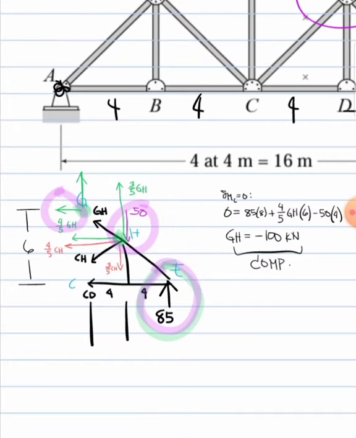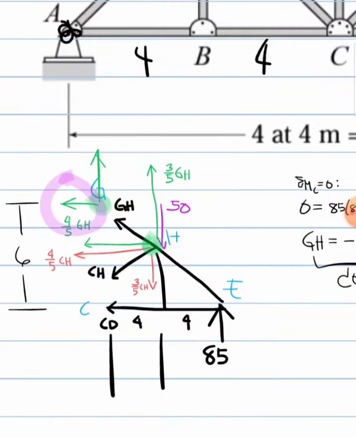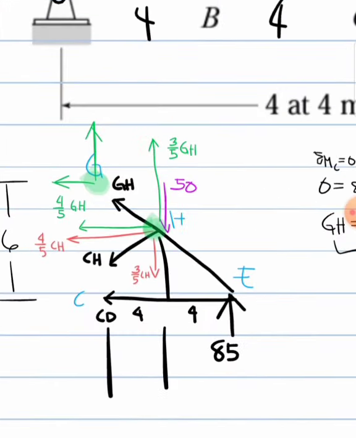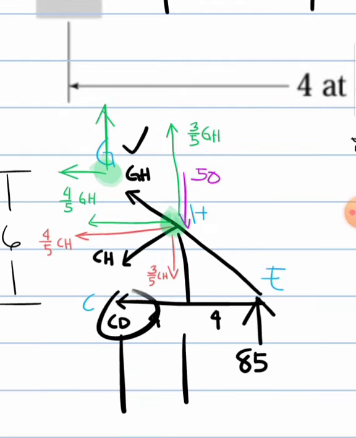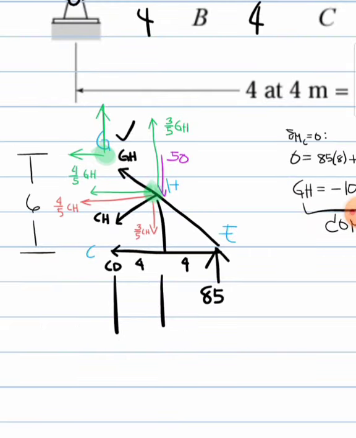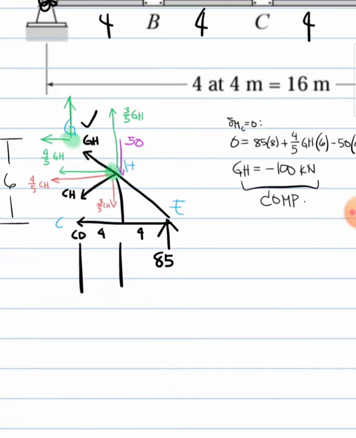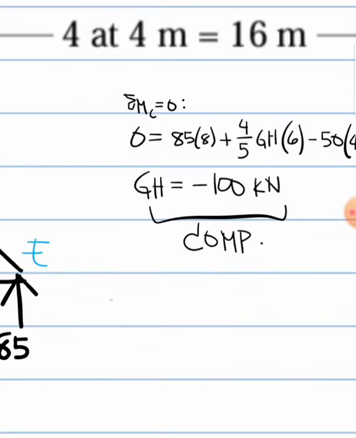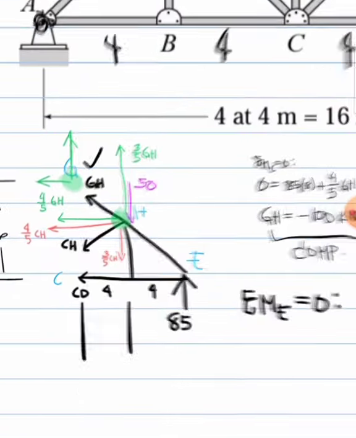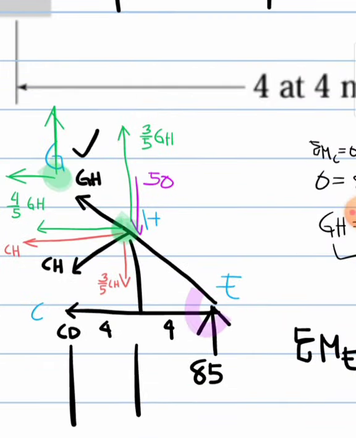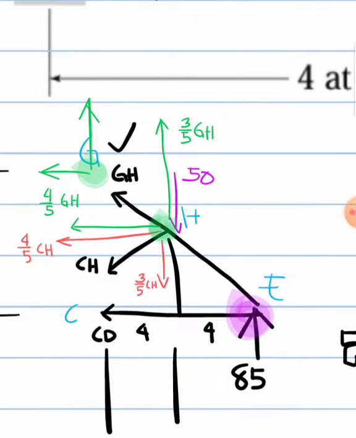So now we're done with the first unknown, which is GH, and what we're going to solve next is CH. So GH is done, CH and CD na lang. So for CH, how do we solve CH? We will take moment at E, because you can see this is E here, and this knocks down GH and CD.